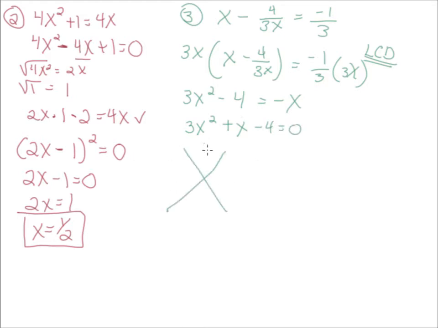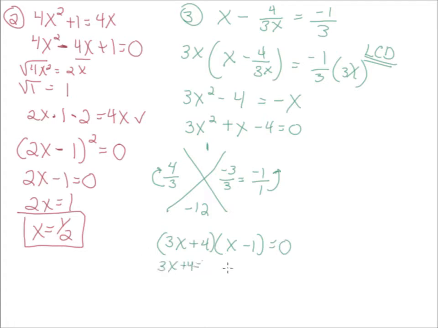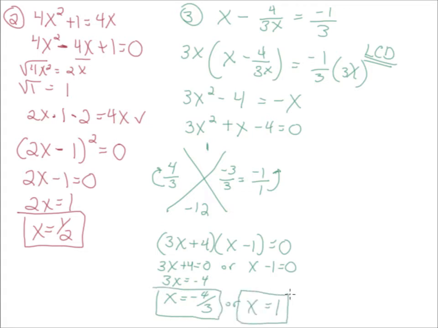Rewrite this so I get it equal to 0. Then I can solve it in any method I want of factoring. I'm going to choose to use the x method. I end up with my first factor as 3x plus 4 and my second factor as x minus 1. That's equal to 0. Using the null factor rule, set each of those factors equal to 0 and solve. I found out my two solutions, or my two x-intercepts for this equation, are x is equal to negative 4/3 or x is equal to positive 1.